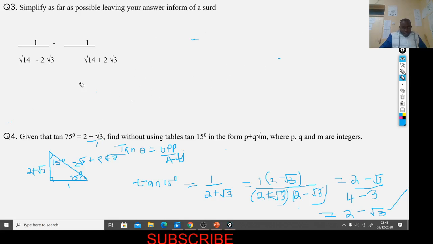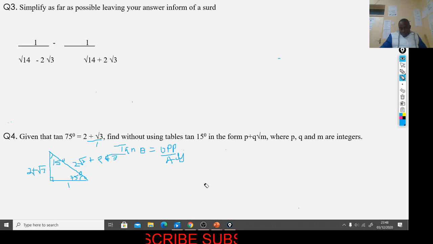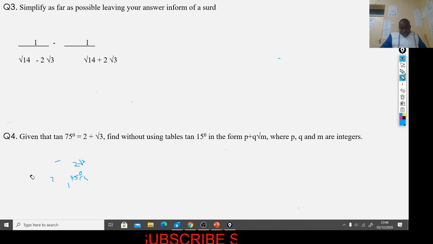But in this case, you were asked to find the tangent of 15, so there was no need of finding the hypotenuse that I have found. You are only required to deal with the tangent. So that is how we solve these questions when they involve angles.